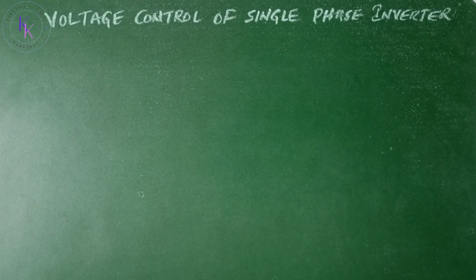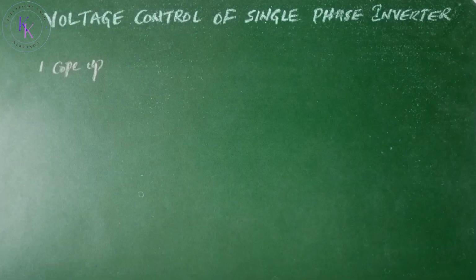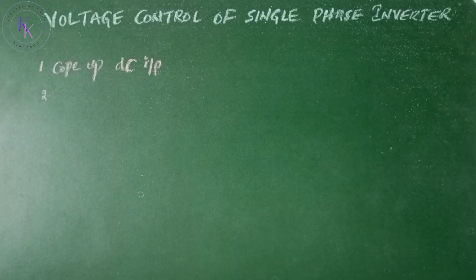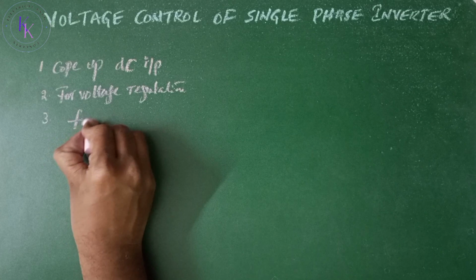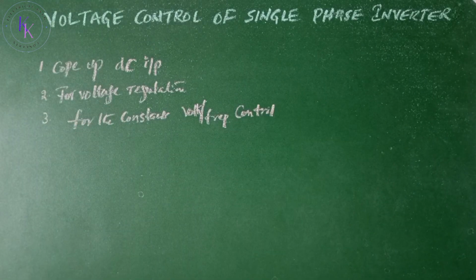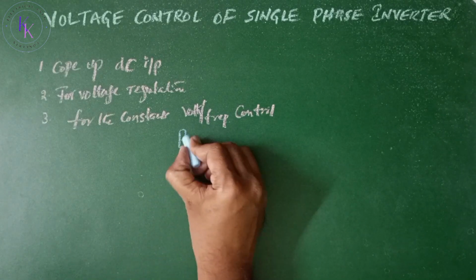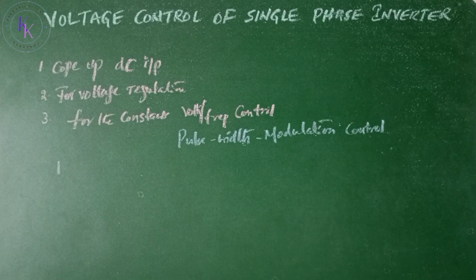Voltage control of a single phase inverter. In many industrial applications, it is often required to control the output voltage of the inverter to cope up with the variation of DC input, for voltage regulation, for constant voltage by frequency control. There are various techniques to vary the inverter gain. The most effective method of controlling the gain and output voltage is pulse width modulation control within the inverter.